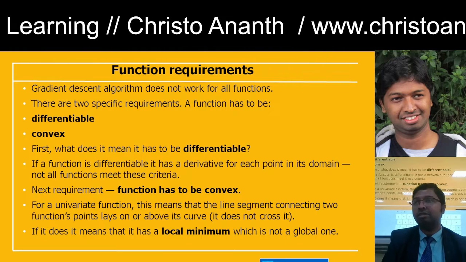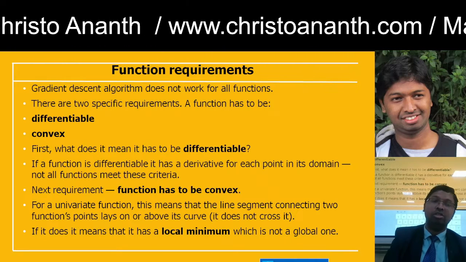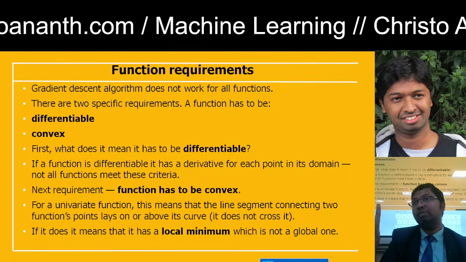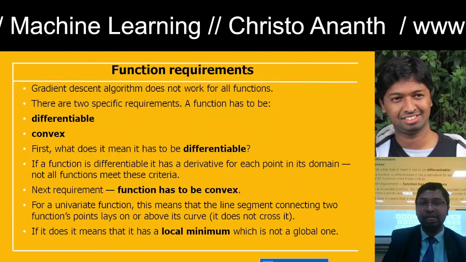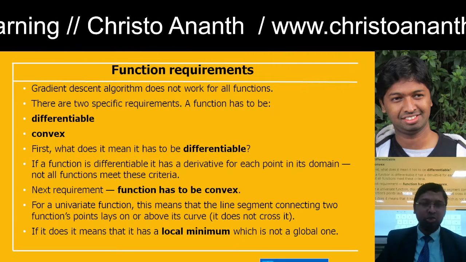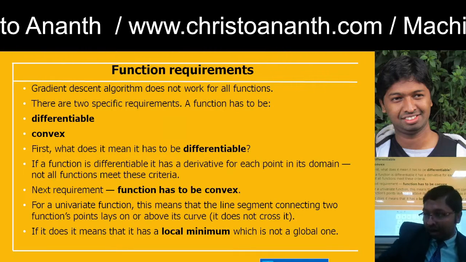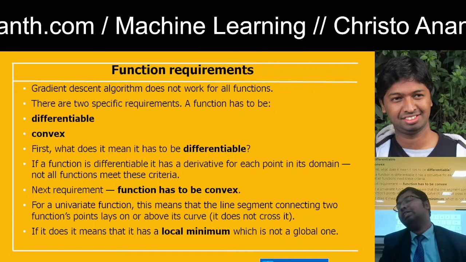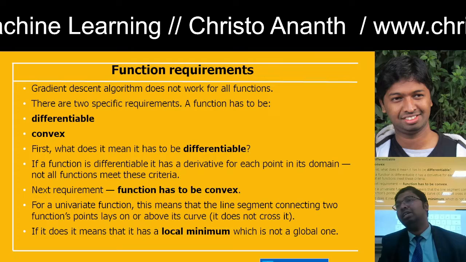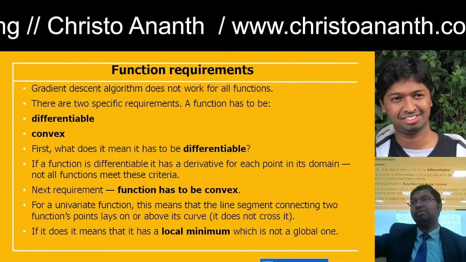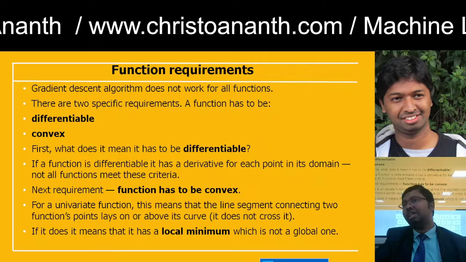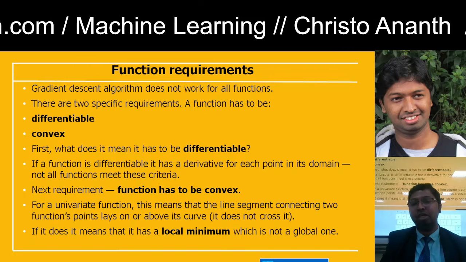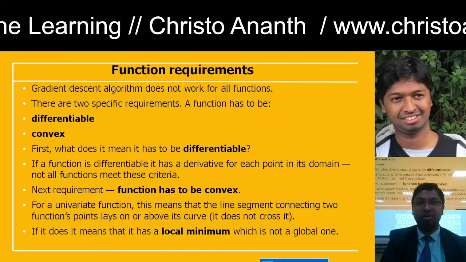The next requirement is that the function has to be convex. We have two kinds of functions, univariate functions and bivariate functions. For a univariate function, the line segment connecting two points of the function should lie on the curve or above the curve. If that holds, then it is said to be convex. Normally you would have studied curves in mathematics: parabola, convex, concave. If it meets this criteria, then you can find the local minima and not the global minima.